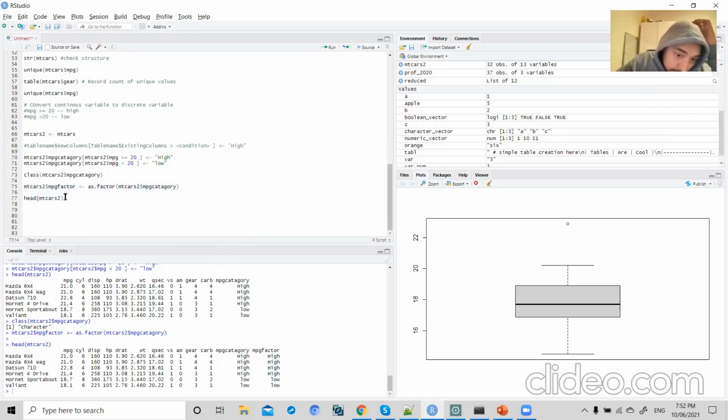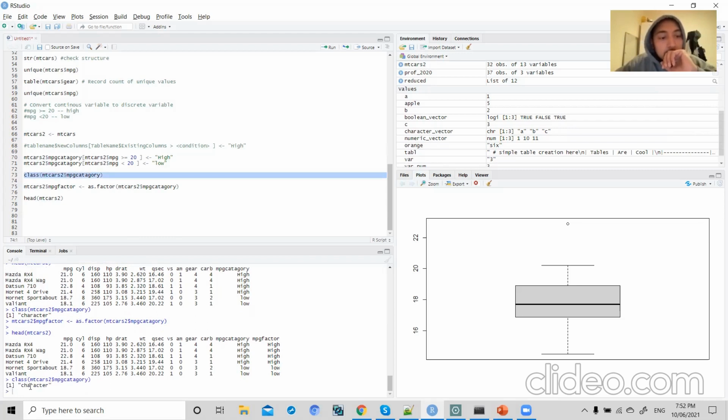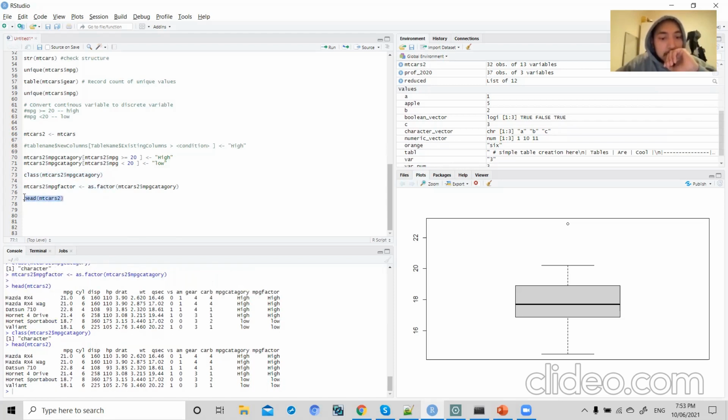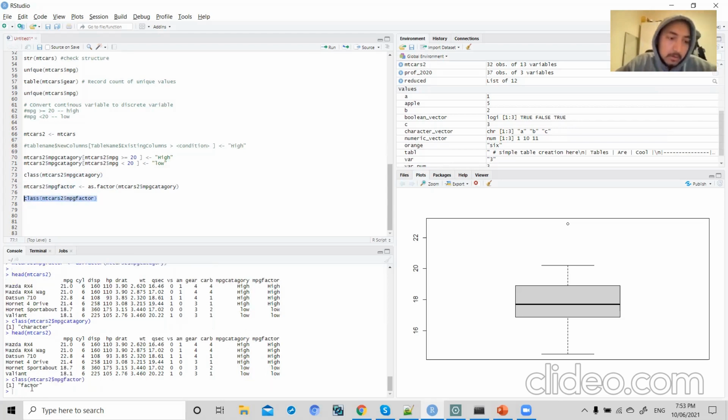I don't understand this one, because this column is your categorical, so it should only be high or low, right? Right now, if you check this class, it shows character, but this needs to be a category, like high or low. So that's why we need to convert this into a factor. Now if you check the class of the factor, it says factor.